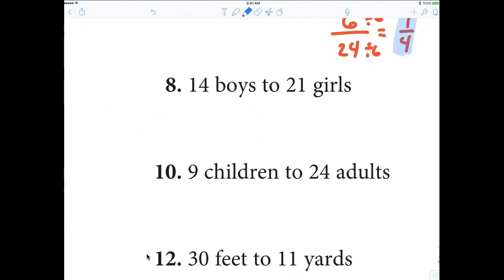Number 8 is 14 boys to 21 girls. Divide by 7, divide by 7, so that is equal to 2/3.